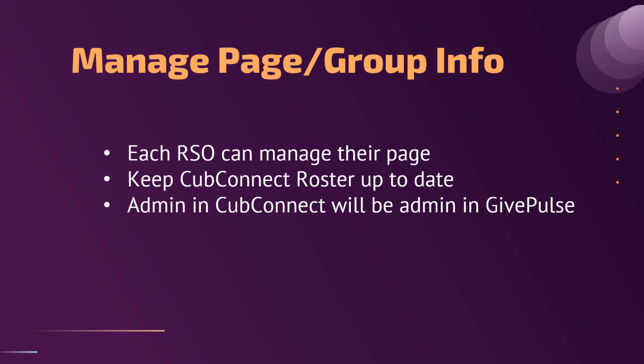Again, because of the connection between CubConnect and GivePulse, keeping the roster up to date in CubConnect is very important. The ability to join a group in GivePulse will be disabled, therefore the only way a member can be added to your GivePulse page is to have them added to your CubConnect roster. Additionally, the primary contact in CubConnect will be imported into GivePulse as an admin. They should have access to each RSO's page in GivePulse.